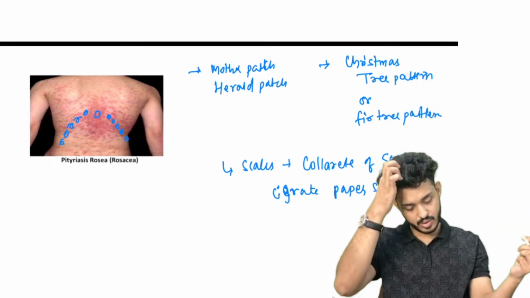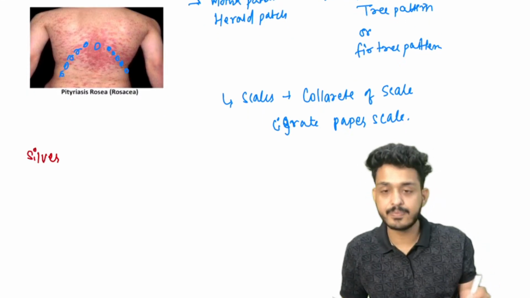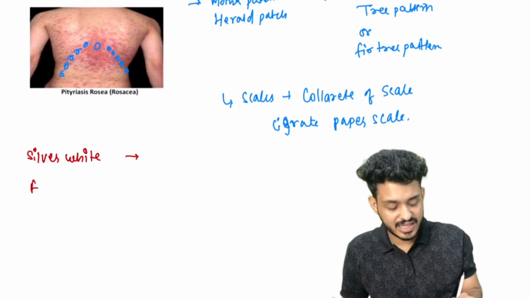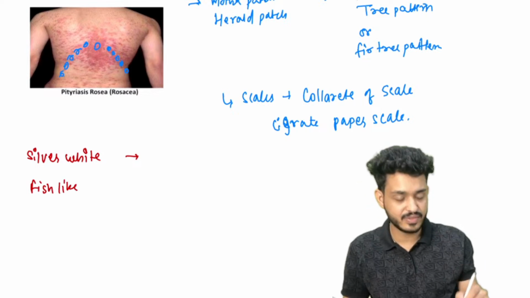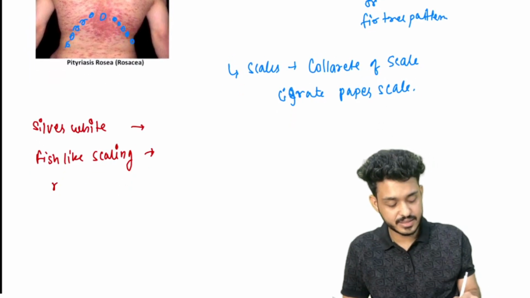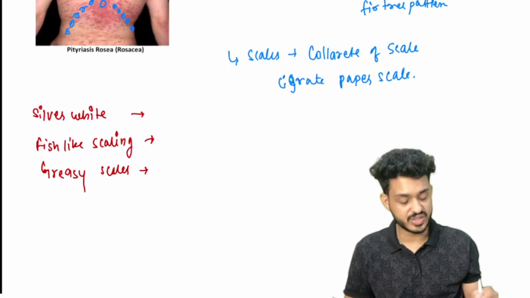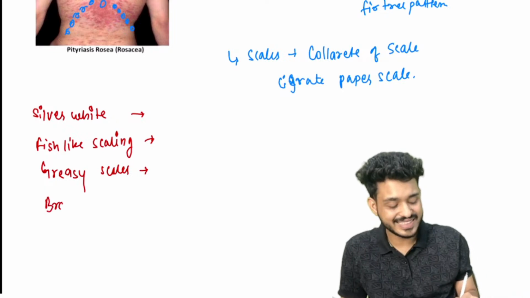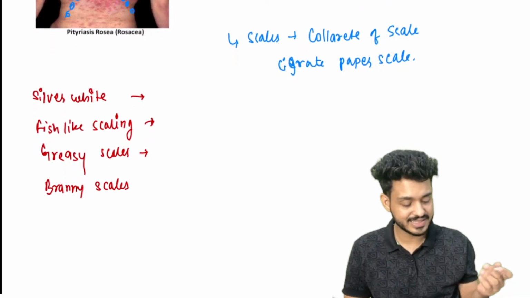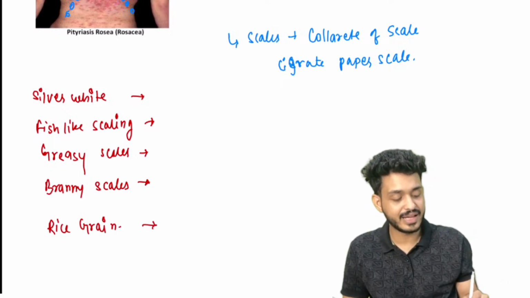Let me summarize all the different types of scaling here itself. What we have seen till now: silver scaling, silver white scaling. Silver white scaling is a feature of, try to answer, I am asking. We have seen fish like scaling. Where do you see fish like scaling? We are having greasy scales. These are basically secondary lesions. We are having greasy scales, we are having branny scales in pityriasis versicolor. We are also having rice grain scales, and we are having this collarette scale.